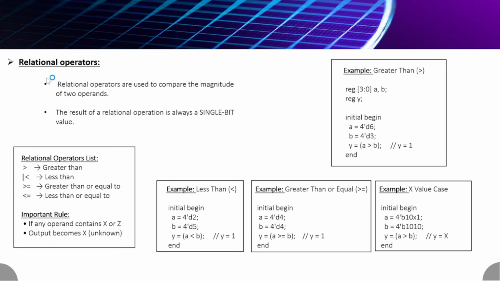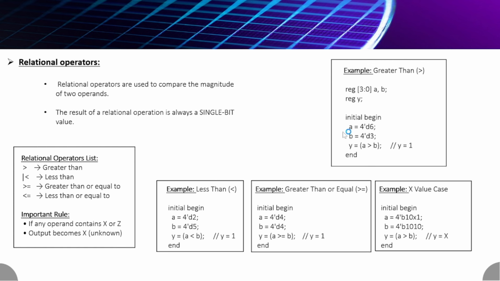Now let's understand relational operators in Verilog. Relational operators are used to compare the magnitude of two operands. The result of any relational operation is always a single bit value. If the condition is true, the result is 1. If the condition is false, the result is 0. The main relational operators in Verilog are greater than, less than, greater than or equal to, less than or equal to. Let's understand with examples.